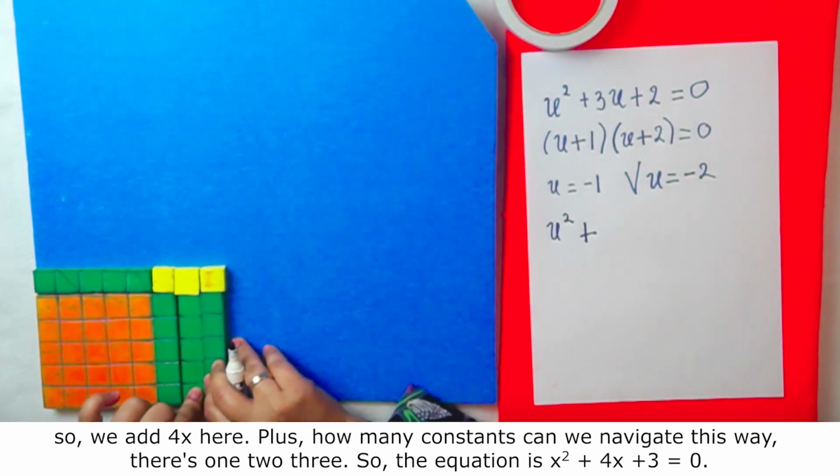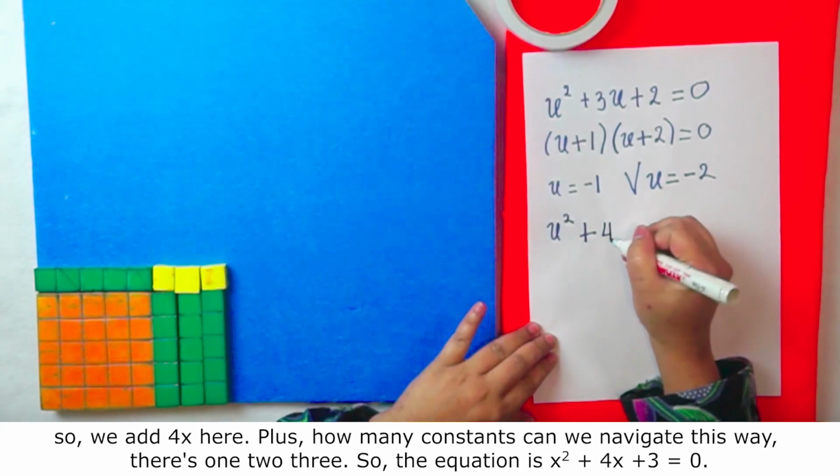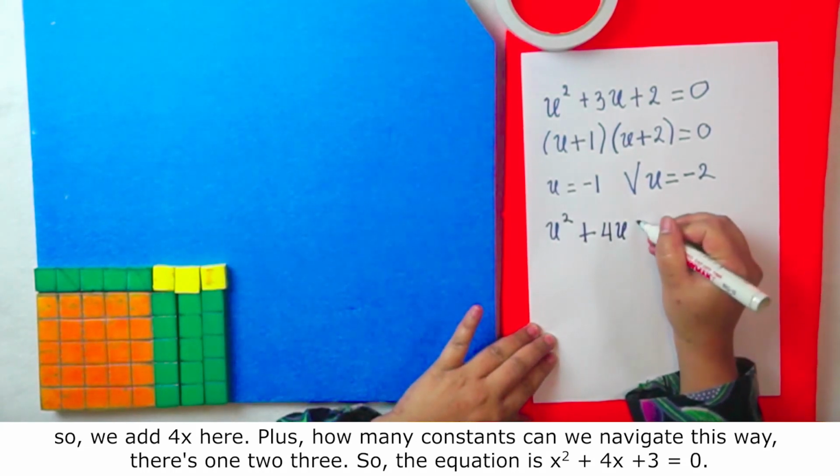So we add 4x here. Plus, how many constants can we count this way?